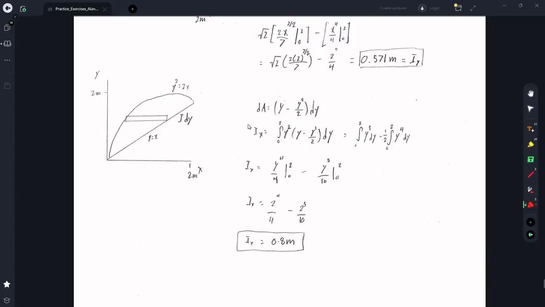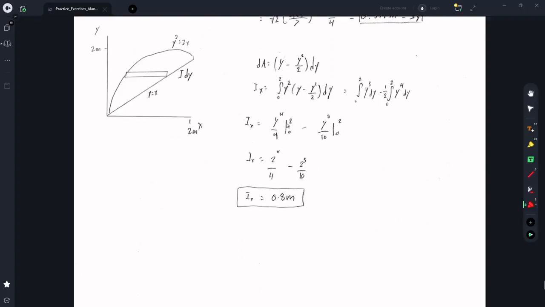Plugging that into the integral of y squared dA, we get y squared times y minus y squared over 2 dy. And I split that into two integrals again. So the integral of y cubed dy from 0 to 2, minus 1 half, I took out the 1 half, times the integral of y to the power of 4 dy.